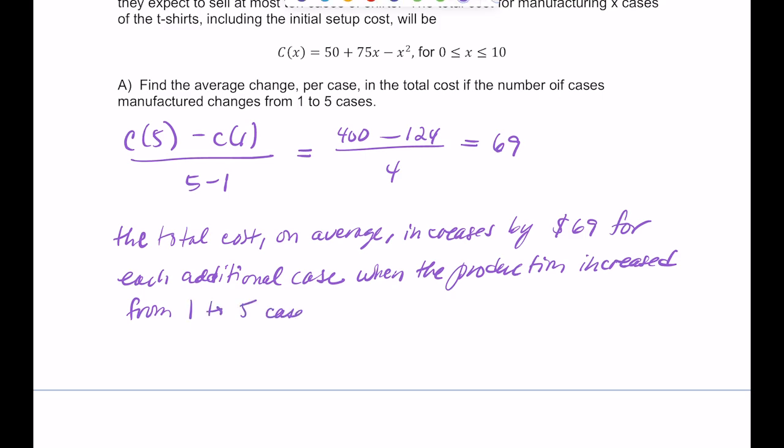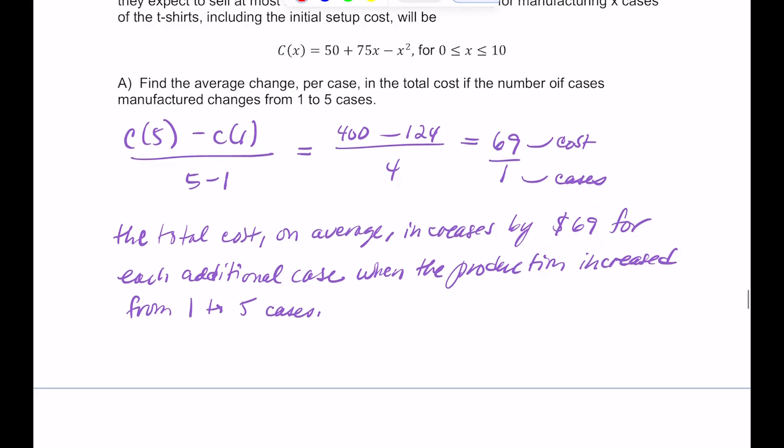Okay, remember, we're dealing with slope, right? Slope is a change in y over a change in x. So the price is your y, right? The cost. X is the number of cases. So if you picture the 69 over 1, you've got the cost up here and cases there. So for every additional case produced, the cost will increase by about $69 on average.